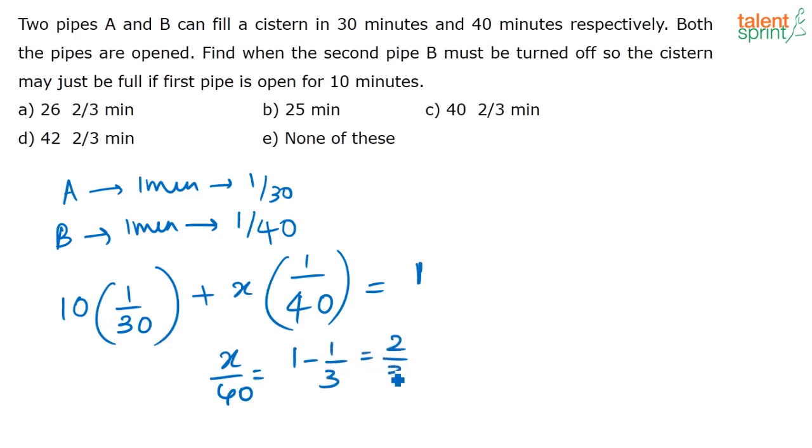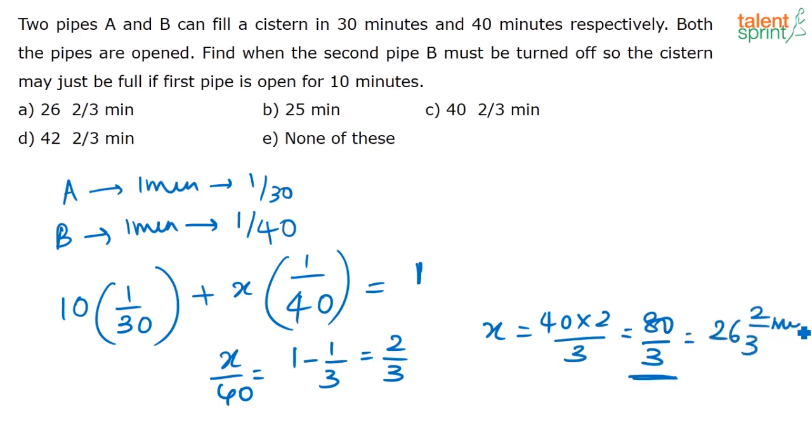That is equal to 2 by 3, or x is equal to 40 into 2 by 3, or that is equal to 80 by 3. Okay, so pipe B has to be open for 80 by 3 minutes, or 80 by 3 is equal to 26 2 by 3 minutes to fill the tank, right? When pipe A is open only for 10 minutes, pipe B has to be open for 26 2 by 3 minutes, that is option A. Okay, everybody is getting this answer correctly, no?